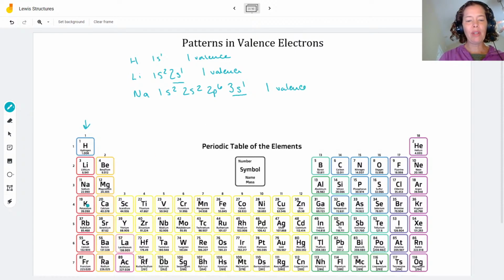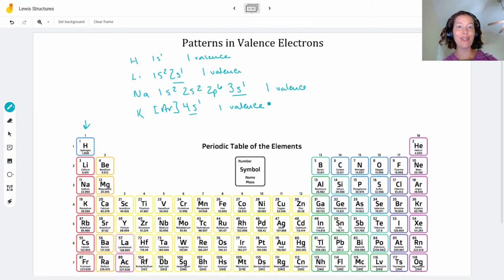All right, keeping on moving down the group, let's do potassium. These are getting really long, so I'm going to use the noble gas shortcut. So for potassium, I'd use argon and 4s1. Now the nice thing about the noble gas shortcut is it pulls out not necessarily all of the core electrons, as we'll see, but it pulls out most of them. Again, potassium, there's your valence electron. It has one valence electron.